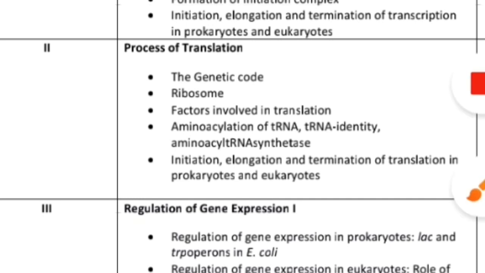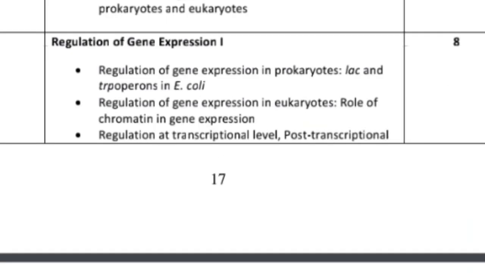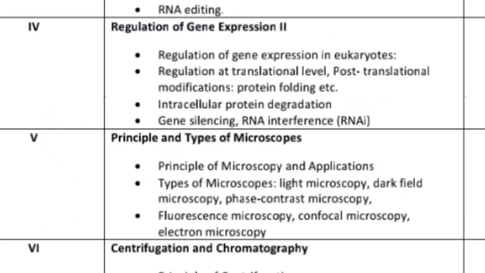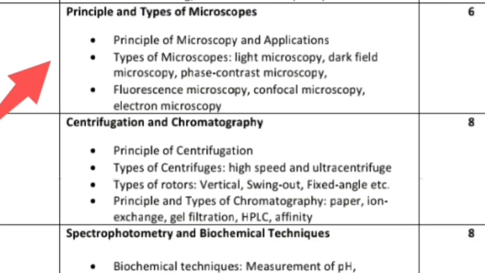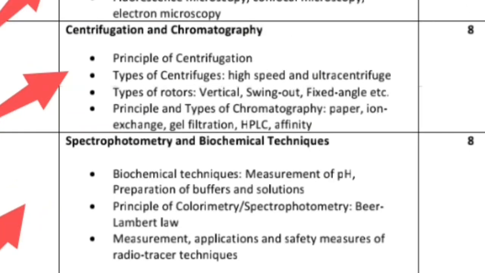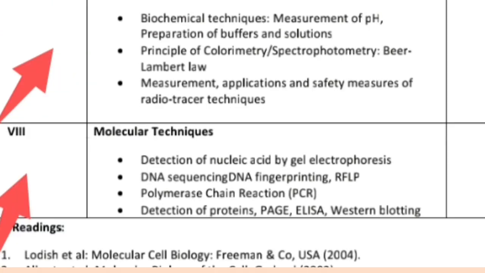And second unit is Process of Translation, and third unit is Regulation of Gene Expression first, and fourth unit is Regulation of Gene Expression second, and fifth unit is Principle and Types of Microscopes, and sixth unit is Centrifugation and Chromatography, and seventh unit is Spectrophotometry and Biochemical Techniques, and eighth unit is Molecular Techniques.